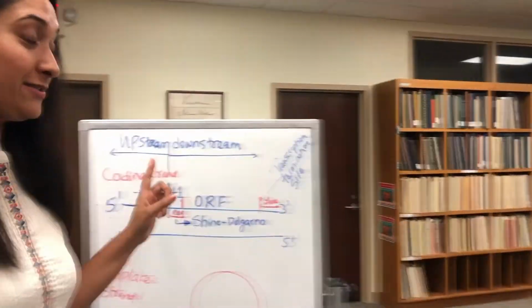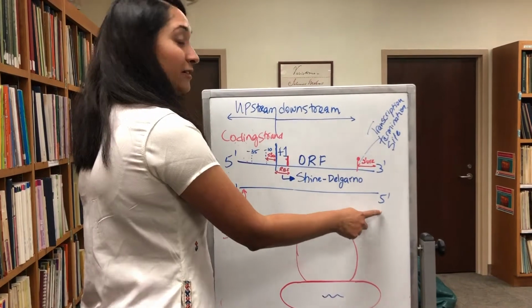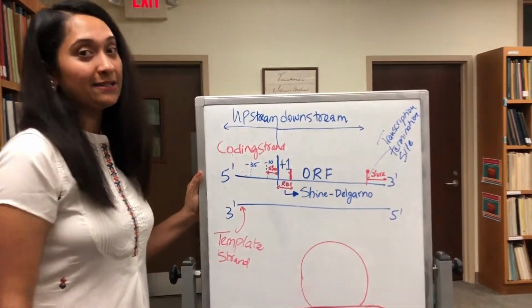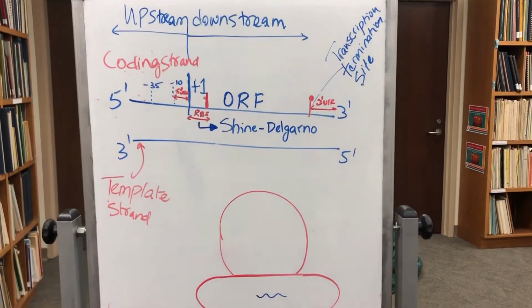Hey, this is Dr. Prahalad. I have something special to teach you guys. I'm sure you do recognize this. You see this? 5' to 3', 5' to 3'. Yes, it is the DNA. So let's talk about the prokaryotic DNA.